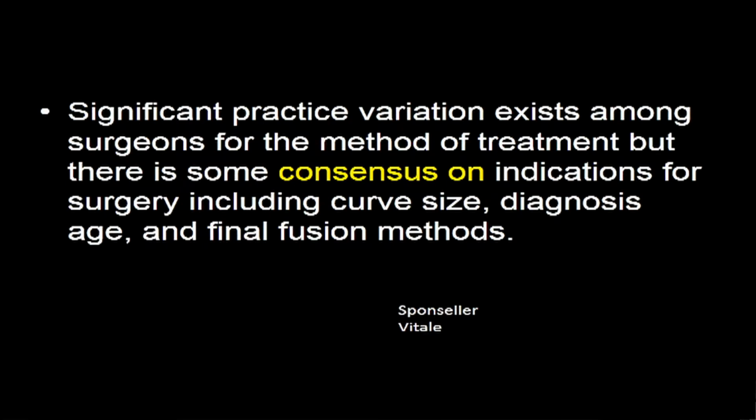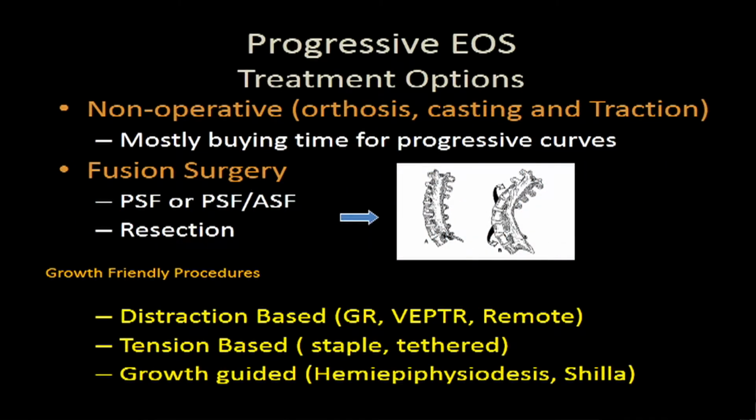Since classification is my charge, I'm going to take the last couple of minutes and talk about treatment classifications. This is a quote from Dr. Sponseller: significant practice variation exists among surgeons for the method of treatment, but there's some consensus on indications for surgery, including curve size, diagnosis, age, and final fusion. And probably there's less consensus than this would imply. The treatment options are shown being non-operative, buying time, or fusion surgery, either posterior, anterior, or dissection.